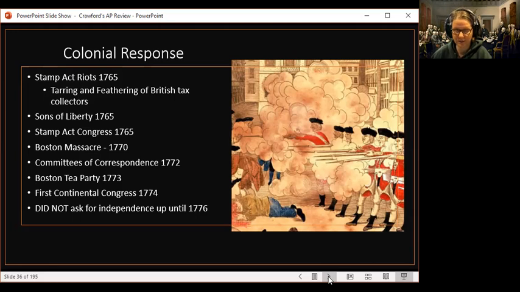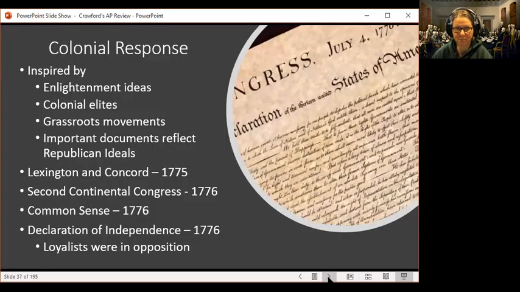But understand there's plenty of people who still stand behind the British. Elites like Paul Revere and John Hancock and some everyday colonists were united against the British, but most of them did not want independence. They just wanted an end to salutary neglect. So that's important to keep in mind.